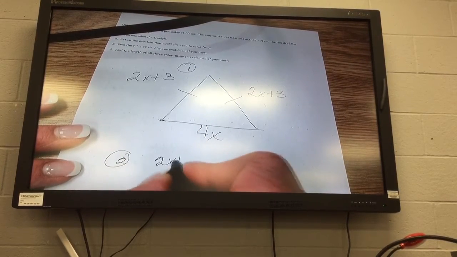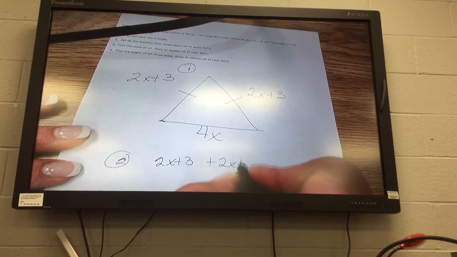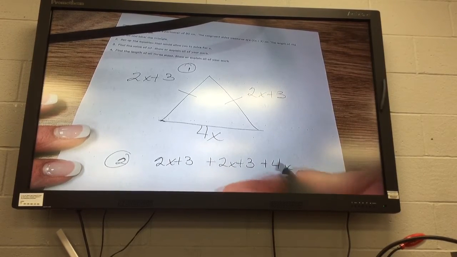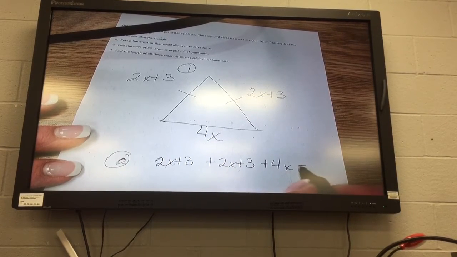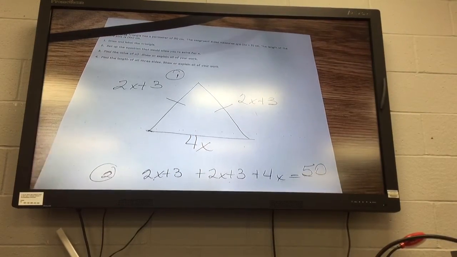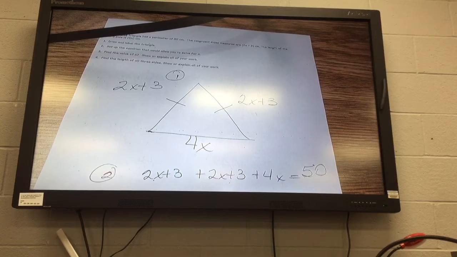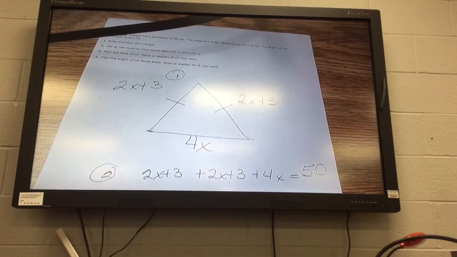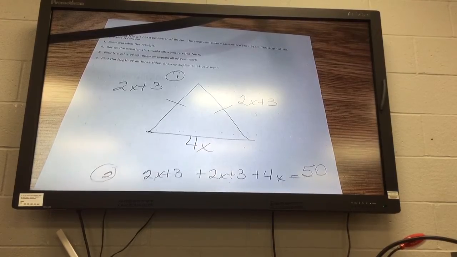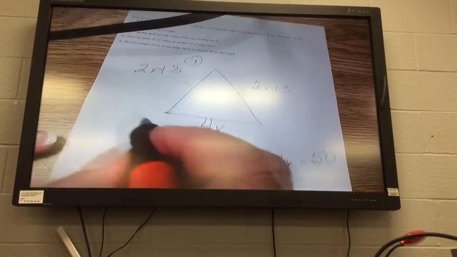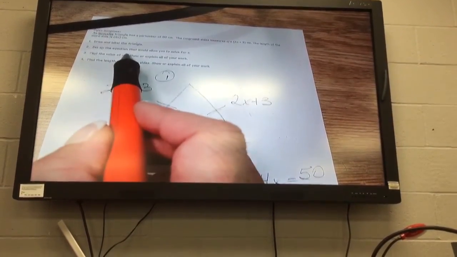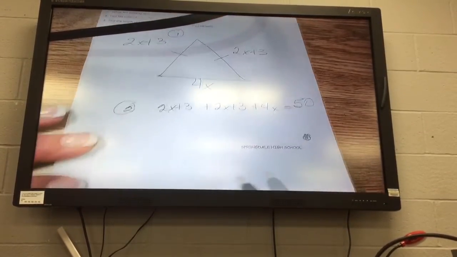Number 2, it says set up an equation. So I have 2x plus 3, another 2x plus 3, and a 4x. So I have 3 sides, and they equal the perimeter, which is 50. Now, a lot of people miss that because they want to set equal to 180. That is when you're dealing with angles and not sides. Does that make sense? All right, we're going to combine like terms. Let's see what number 3 says. It says find the value of x, show and or explain all your work.